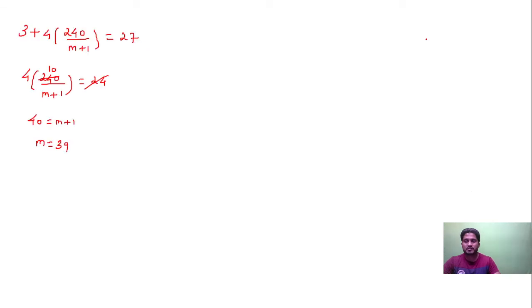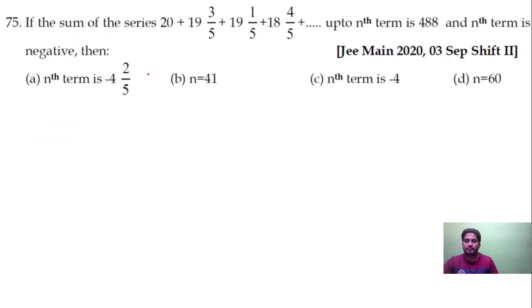Okay, let's move to the last question, question number 75 for this session. Now the first term is 20. 20 can be written as 100 by 5. Next is 19 and 3 by 5, so this is 98 by 5. Similarly, the next term will be 96 by 5. Next you get 94 by 5. Yes, 18 into 5 is 90 plus 4. 94 by 5, and so on, up to n terms.